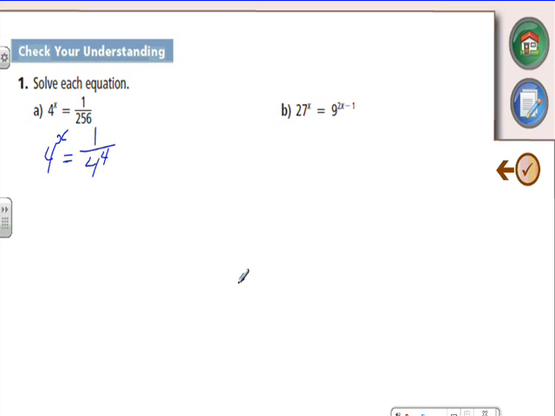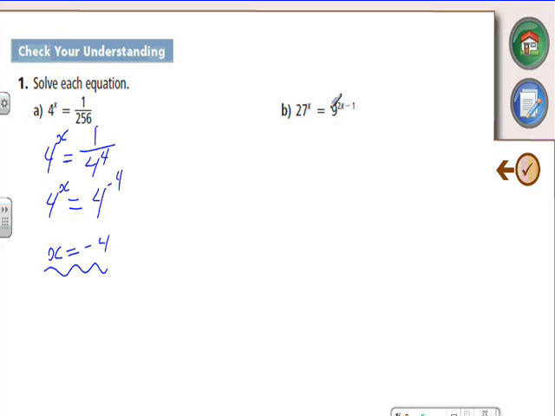But I don't have a base of 4 on each side. I have 1 over 4 here. So I need to get it up to the numerator. To get it up, that's going to give me a negative exponent. So 4 to the x equals 4 to the negative 4. Now I've got 4 as the base on both sides. I can now equate my two exponents together. So x is equal to negative 4. Not too bad. Let's go to the next one.